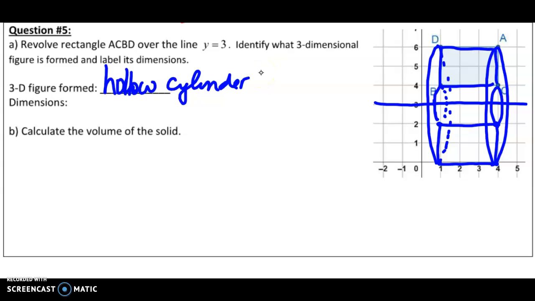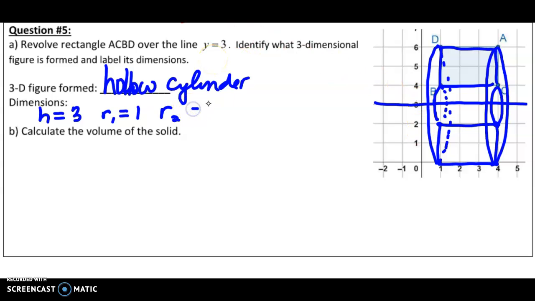And both of these cylinders will actually have the same height. That's what connects the bases. So the height will be 3. But they're going to be 2 different radii. So of the small one, the radius is 1. Of the larger one, the radius is from where you started on this revolving line out. So that is going to be 3.